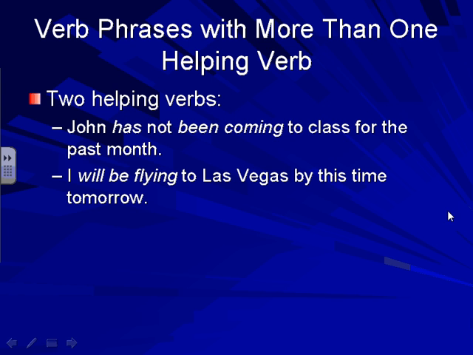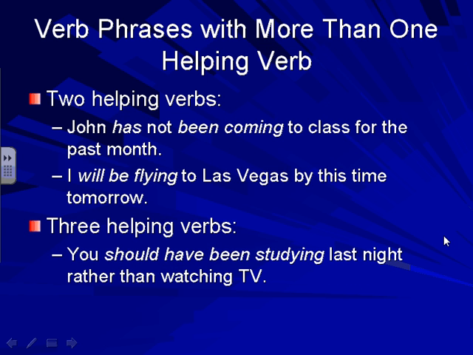Finally, I will be flying to Las Vegas by this time tomorrow. The main verb is flying. The two helping verbs are will be. The verb phrase is will be flying. And we can also have sentences with three helping verbs, as in this sentence. You should have been studying last night rather than watching TV. Studying is the main verb, and the three helping verbs are should, have, and been.